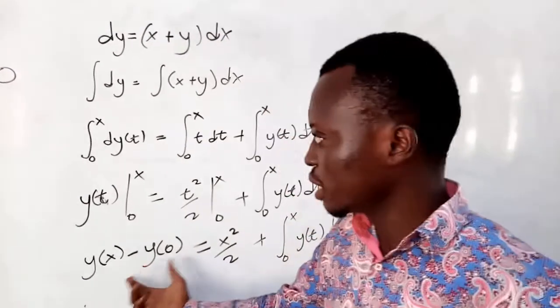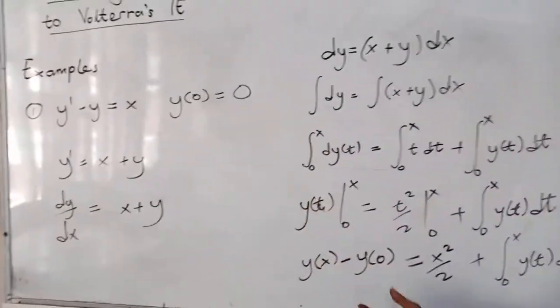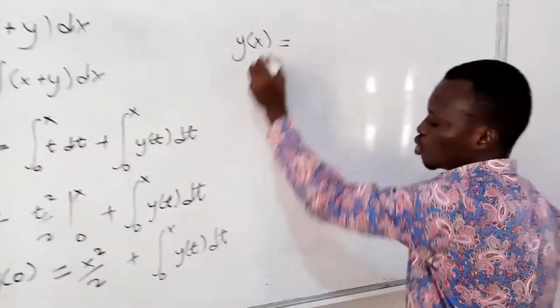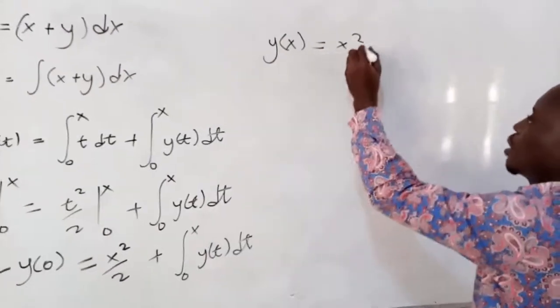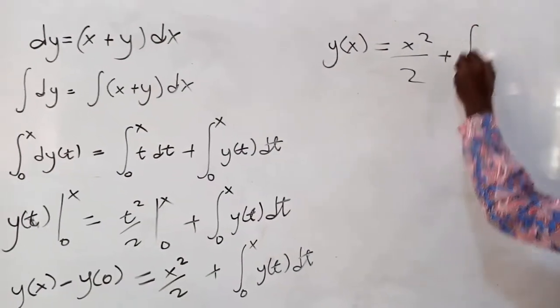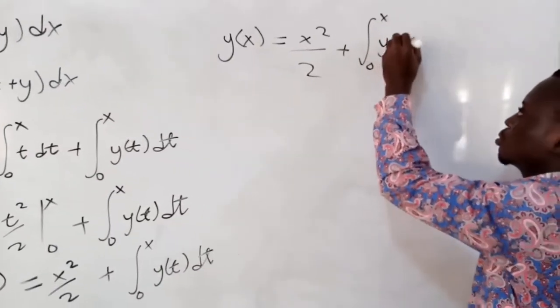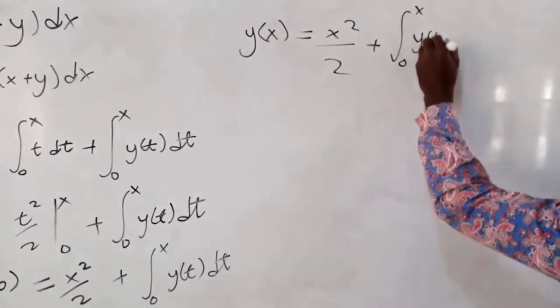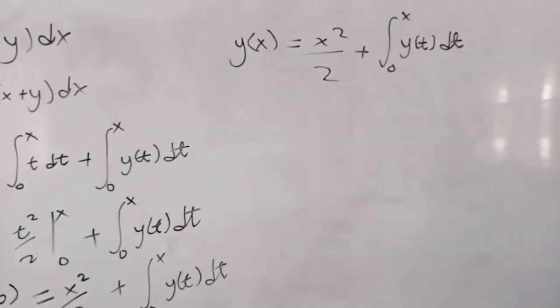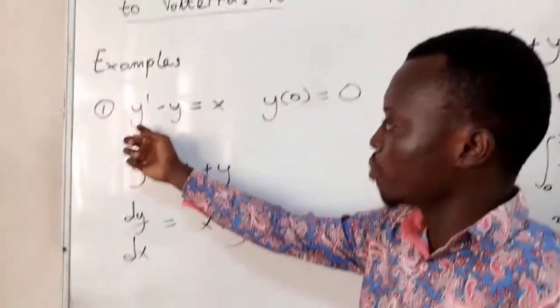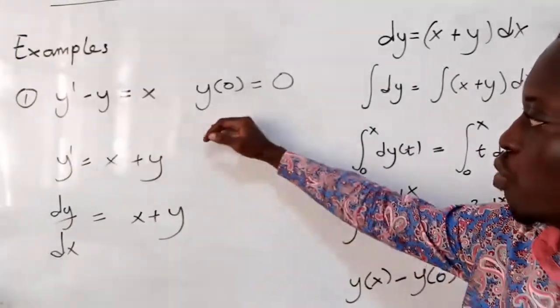And our initial condition here is giving us what? y of 0 is equal to 0. So the resulting equation becomes y of s equal to s squared divided by 2 plus integral from 0 to s y of t dt. So we're able to convert this Cauchy problem, which is y prime minus y equal to s, with the initial condition y of 0 equal to 0, to this integral equation.